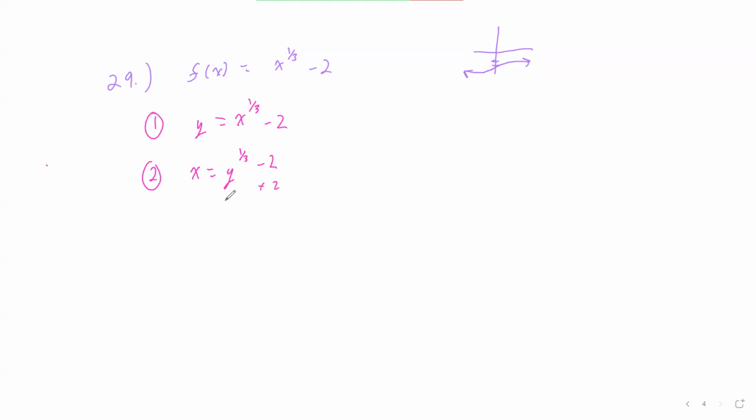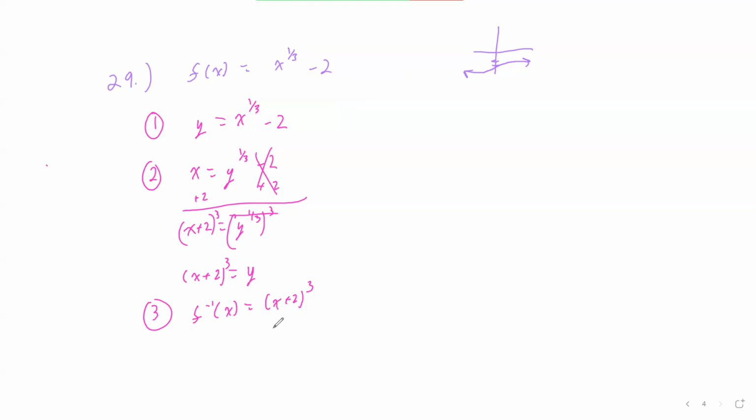So I'm going to add 2 on both sides. So I get x plus 2 equals y to the 1/3. To get rid of the 1/3, we're just going to raise it to the 3rd power. So now I get y equals x plus 2 to the 3rd power. And then the third and final step is we're going to change y to f inverse of x, and then just rewrite what we just solved for. There you go. And now you just found your first inverse by hand.